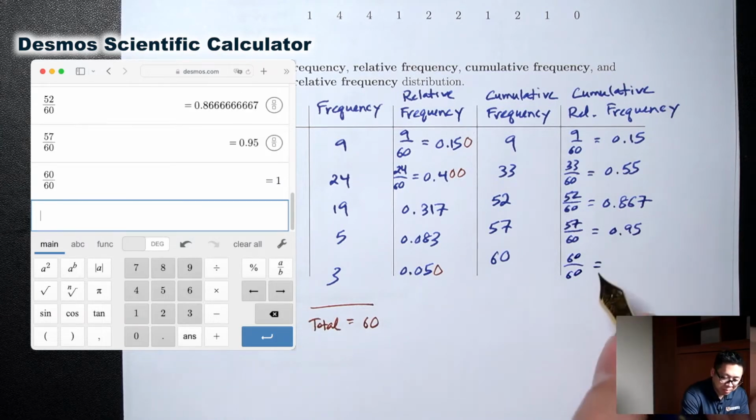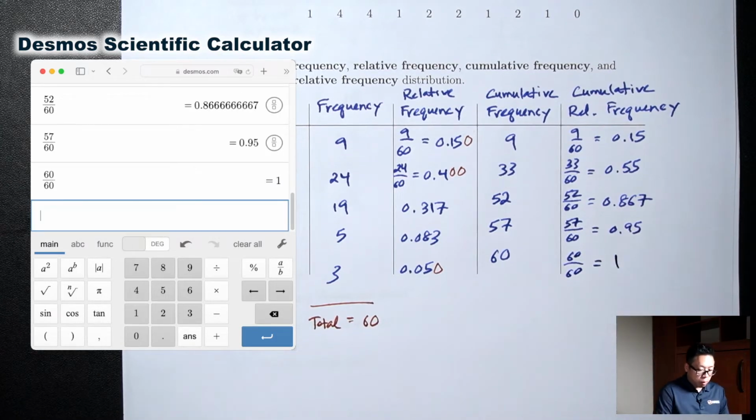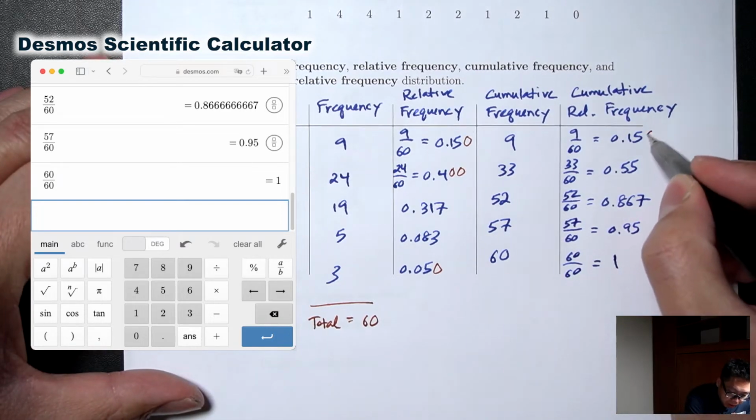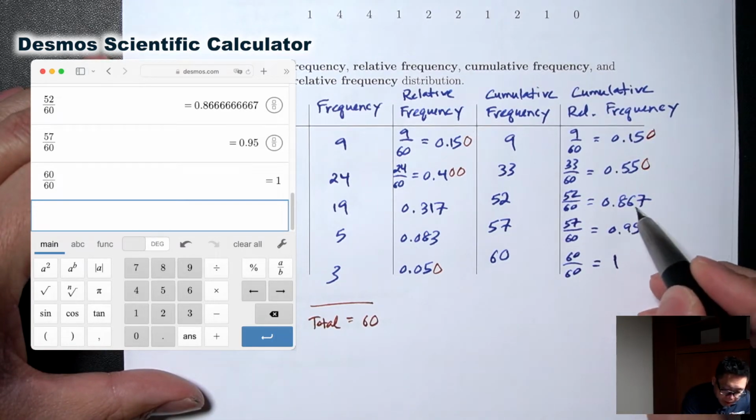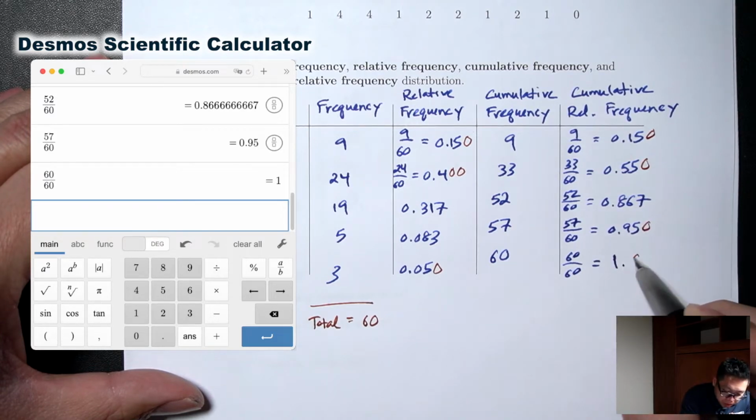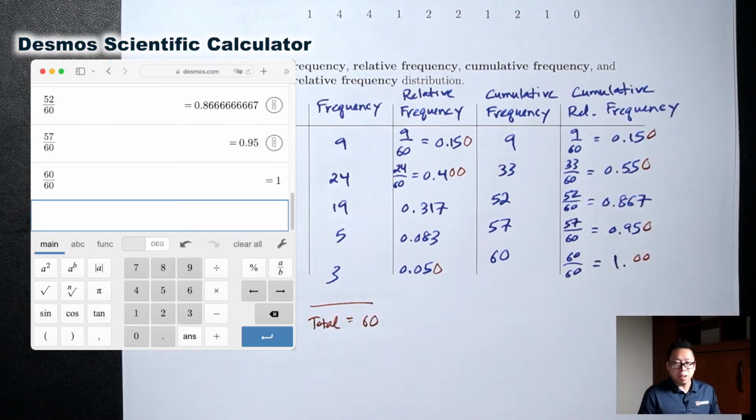This is 1. And then just like before, I want to add on zeros at the end so that everything has 3 decimal places. So I'm going to add on a 0 right here, a 0 right here. 867 already has 3, 950, 1.00. Okay, and that's just going to help me if I need to compare these numbers later on.